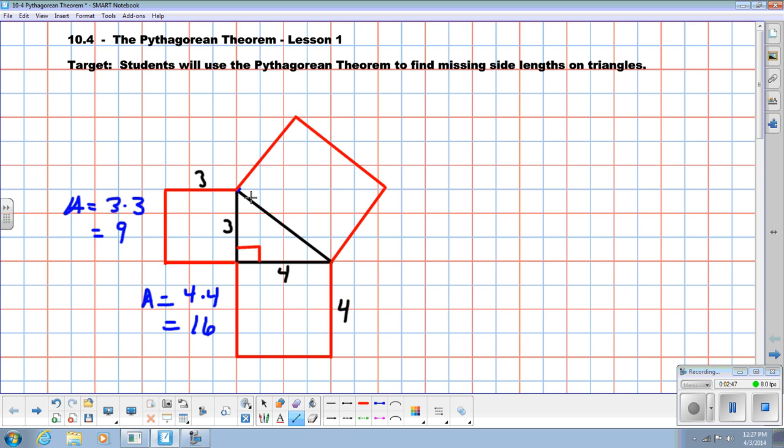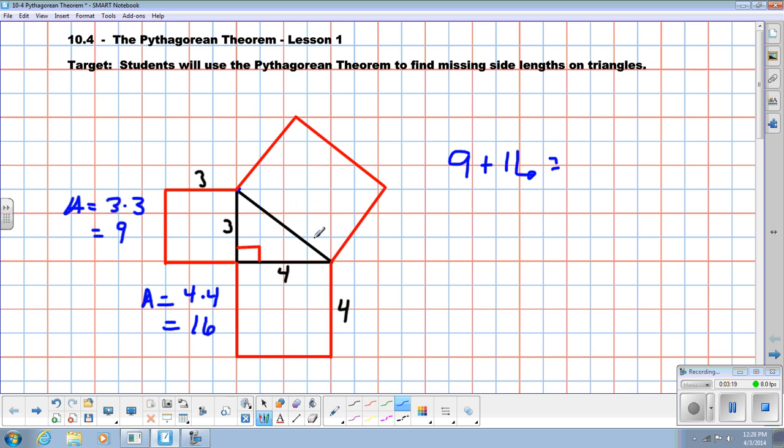And what he found was that if you take the area of the square of the little side, and the area of the square of the other side that makes up the right angle, and add them together, it equaled the area of the square off the long side. So what he did was this. He said that if I take the area of the first square and add that together, so I have 9 plus 16, that's going to equal the area of the long side.